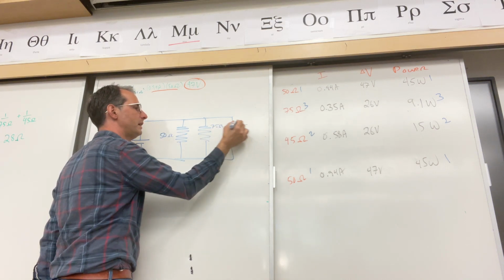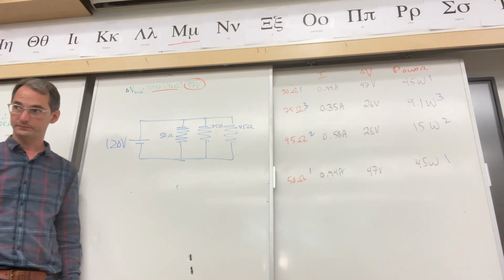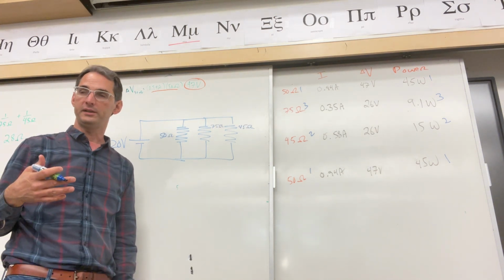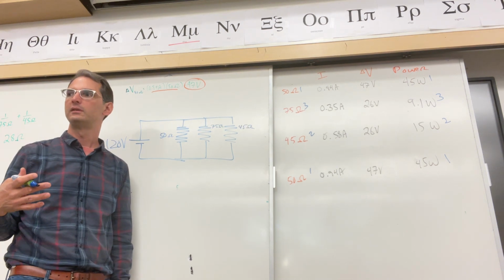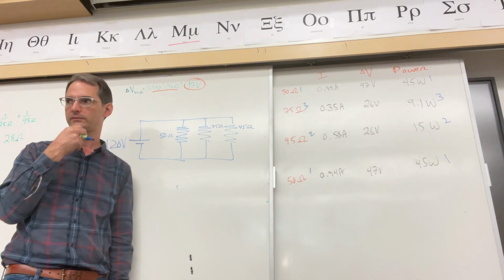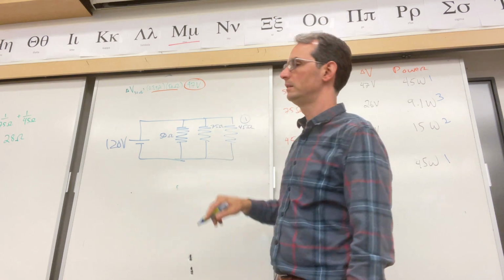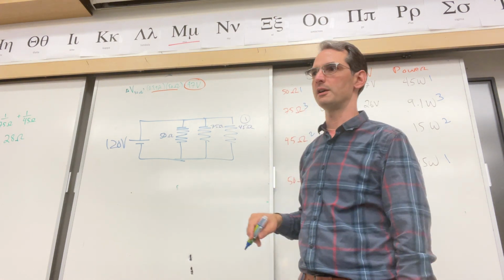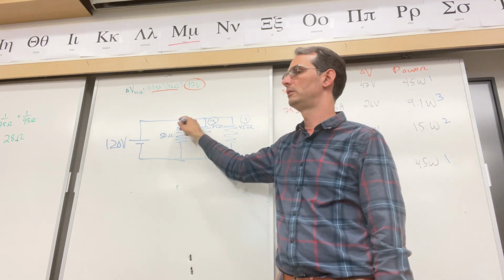Let's think about this conceptually first, and then we'll think about it mathematically. Power is brightness. Brightness is current times voltage. They all have the same voltage, so the brightest one is going to be the one that draws the most current. This is the brightest. The dimmest one will be the one that draws the least current, 75. And then 50 is in the middle.